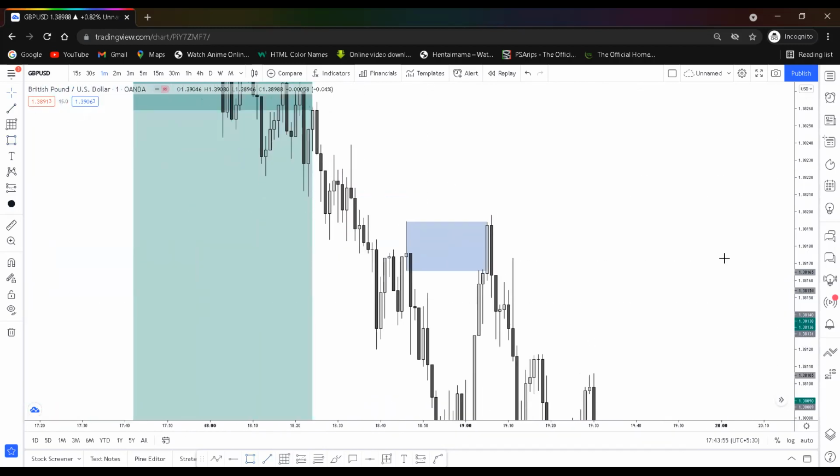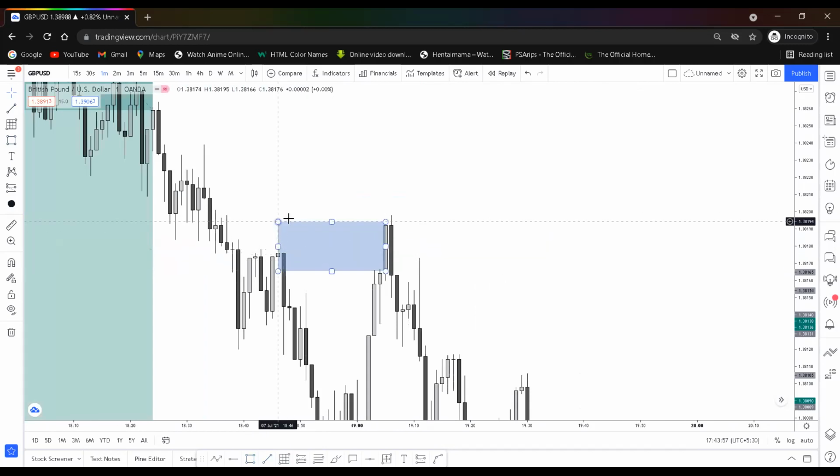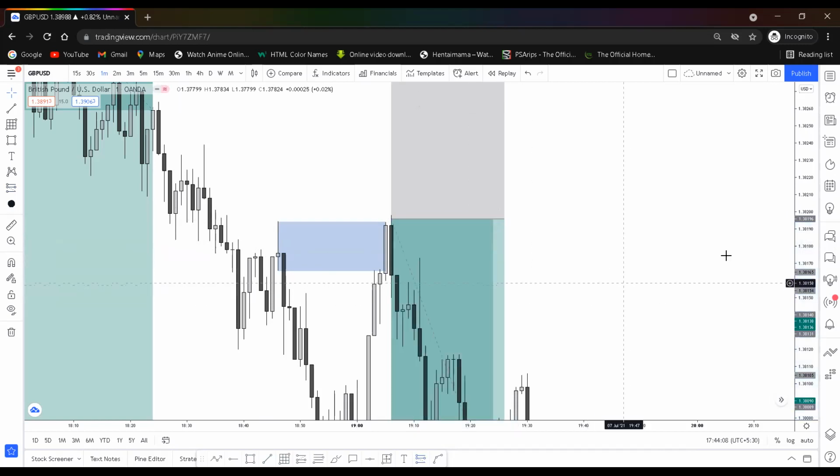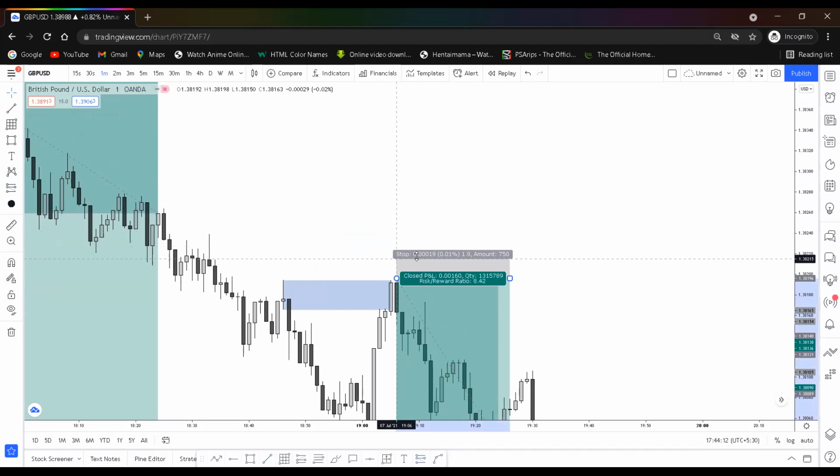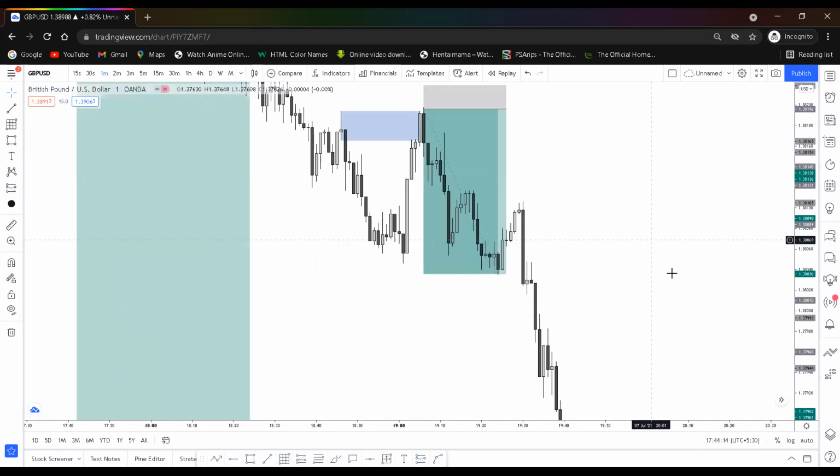Why did they do that? Because there were orders over here. I said even liquidity is fractal. They took that out, boom, and then I entered right here. I don't even remember what the order block was. I entered right here with a 2 pip stop loss.